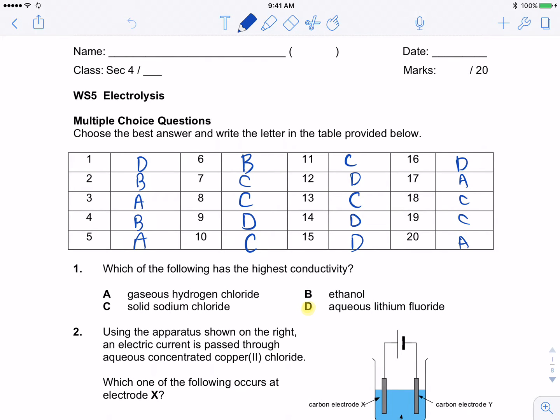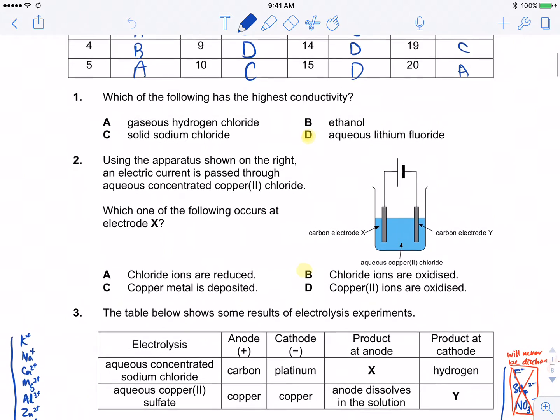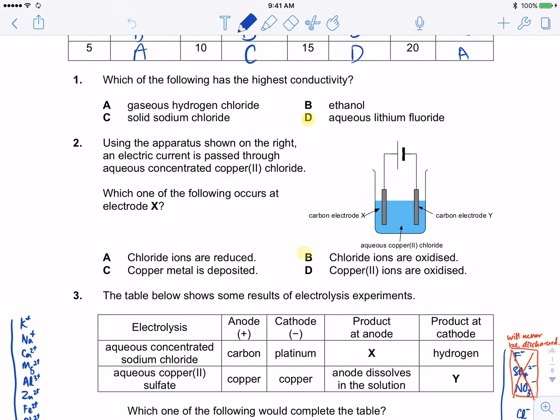Okay, so this is the screencast for worksheet 5 on electrolysis. So here are the answers for the MCQ questions. Okay, so for the first question, which of the following has the higher conductivity?